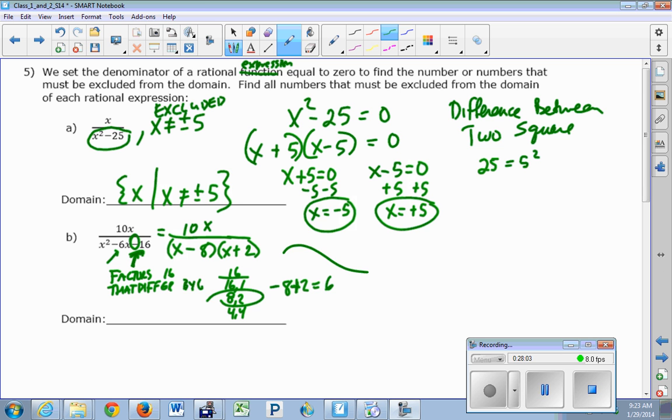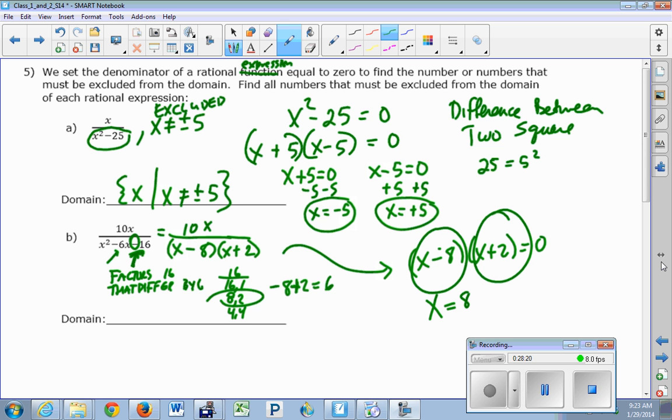Okay, for factoring. Now I set that equation, which is a multiplication problem, equal to 0. And I say, if this is a big 0, then the whole thing is a 0. So that's going to equal 0 when x is 8. And if this thing is a big 0, that multiplication problem will be 0. So if x equals negative 2, that will be 0. So my excluded values, the values that are not allowed into the club, are 8 and negative 2. And my domain is the set of all x such that x cannot be 8 or negative 2.